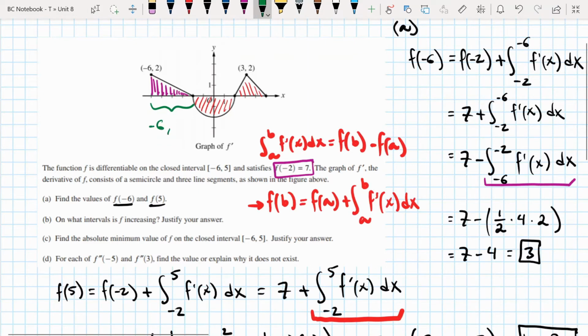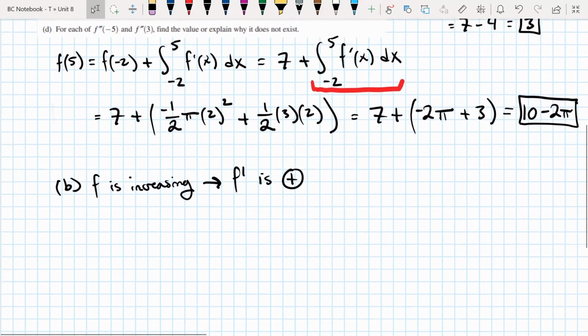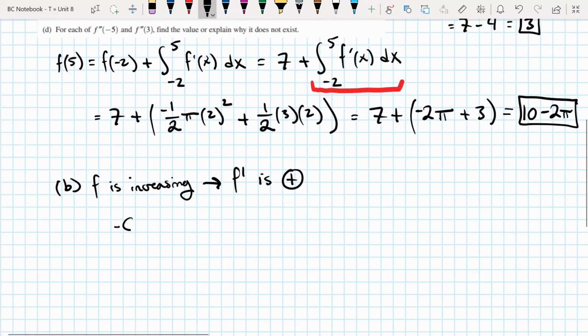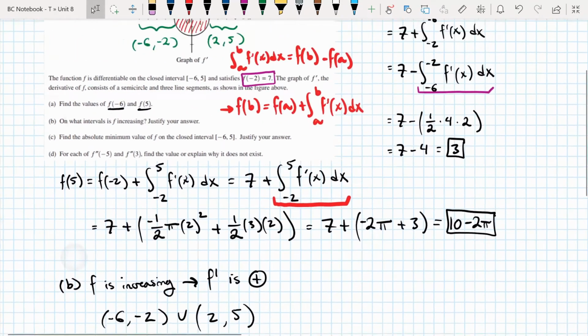So this is -6 to -2, and then right here, which is 2. It looks like 1, 2, 3, 2 to 5. And so these are going to be the two segments where the derivative is positive. Therefore, these are the two segments where the original function is increasing. And so the two answers here, the two segments, are -6 comma -2, and then 2 to 5.